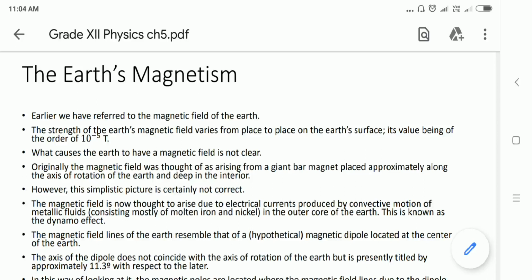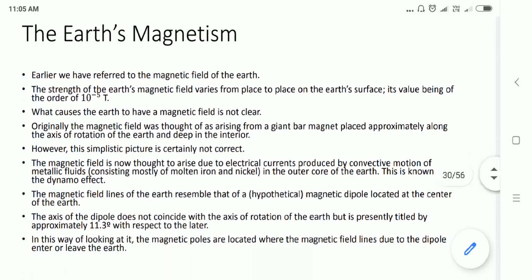Initially, it was assumed that the magnetic field lines are due to a bar magnet present at the axis of rotation of the Earth. But actually, it is not like that. The bar of the magnet is not at the axis of rotation. So now, how is the field produced?